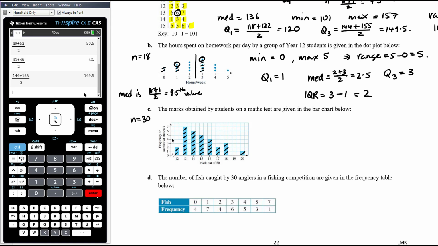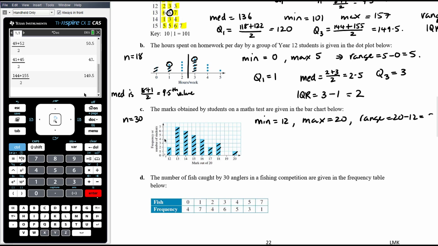Okay. So our minimum value is clearly 12. Our maximum value is clearly 20, which means that our range is 20 minus 12, which is 8. Okay.